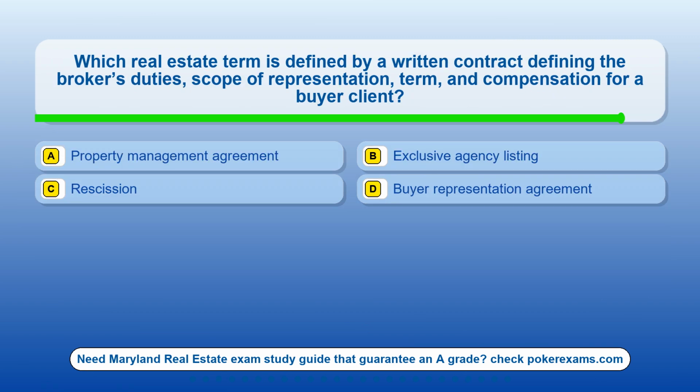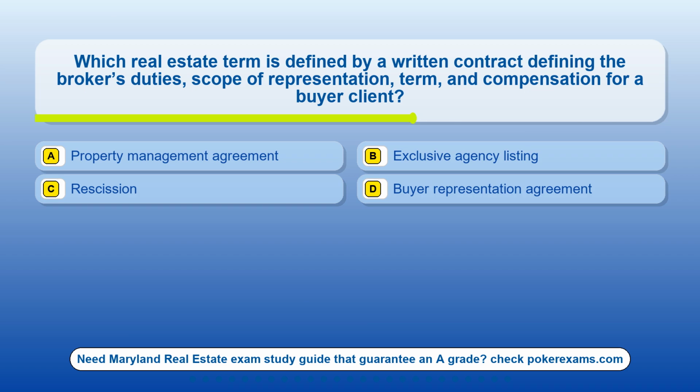Question 21. Which real estate term is defined by a written contract defining the broker's duties, scope of representation, term, and compensation for a buyer-client? Option A, property management agreement. Option B, exclusive agency listing. Option C, rescission. Option D, buyer representation agreement.